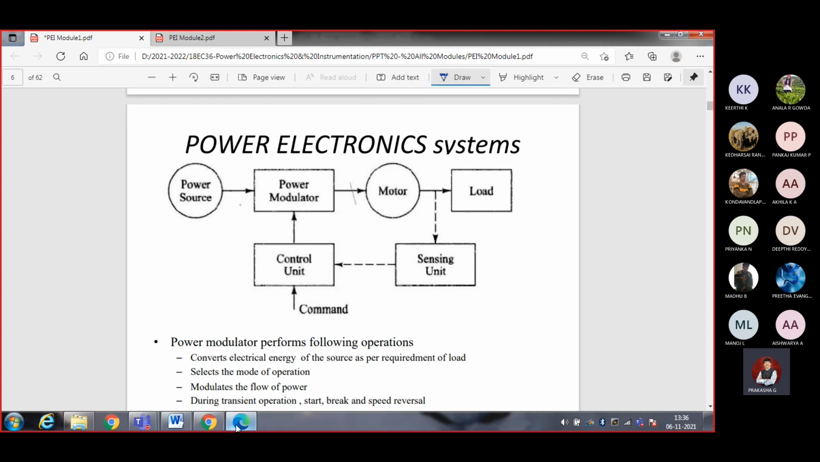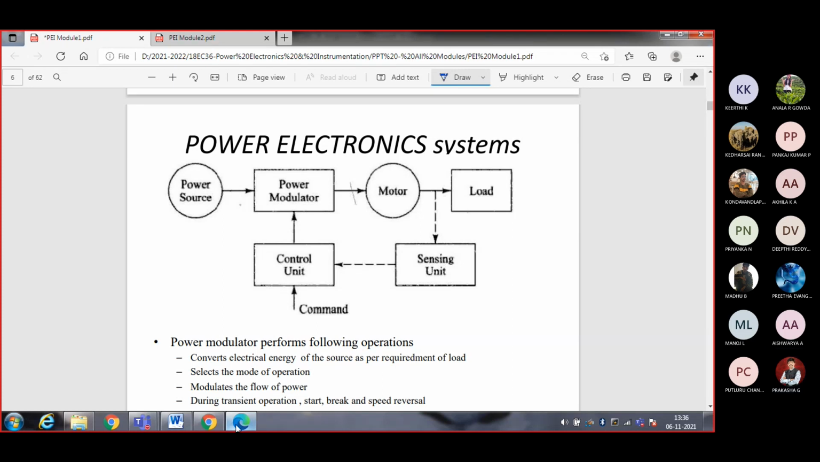What is a motor? What exactly is a motor going to do? What is the type of load you are going to have? And what are the different types of sensing devices connected to that one? Once it is sensed, it will be sent to a control unit, and the control unit will take care of sending the information to the power modulator. So one statement is not sufficient. You need to explain them in detail, depending on the marks.